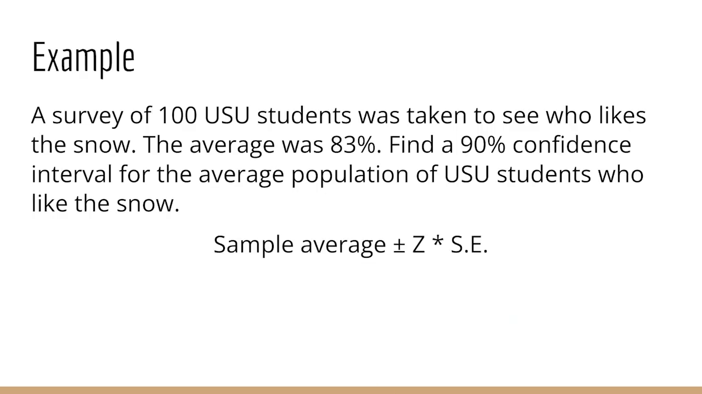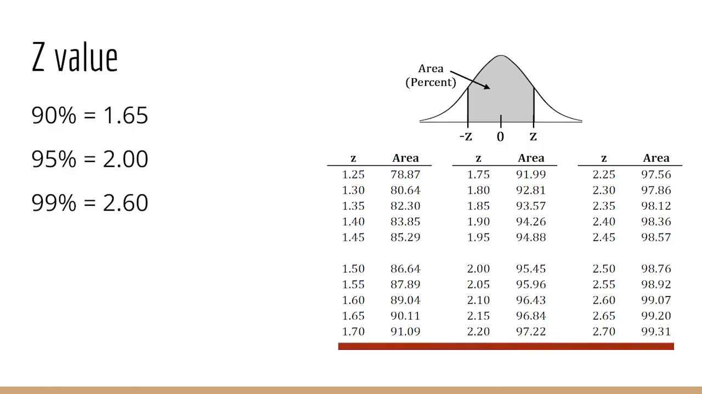Let's look at our formula again. We have the sample average plus or minus the z-score multiplied by the standard error. From our problem, we can see we were given the sample average of 83% and a confidence interval of 90% that we can now use to find our z-score. Looking back, we can see that if we have a 90% confidence interval, then our z-value will be 1.65.